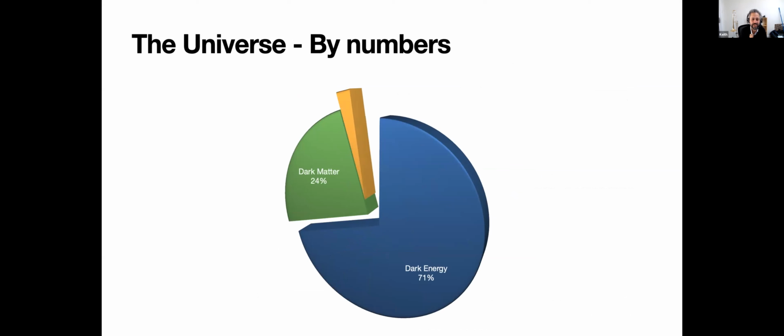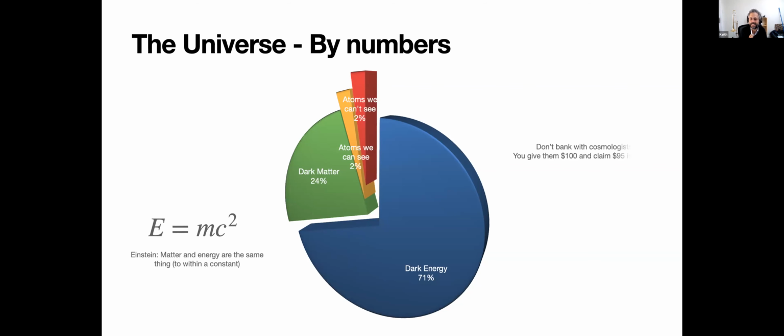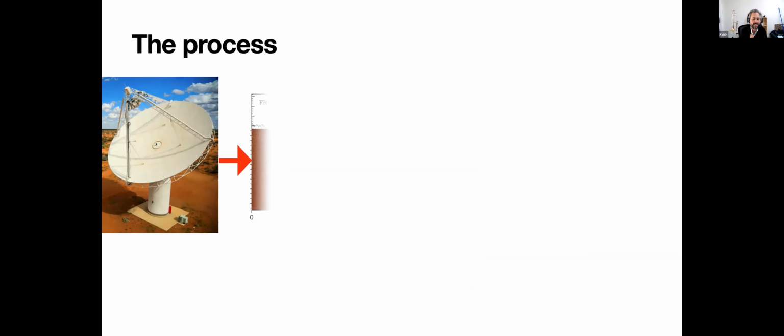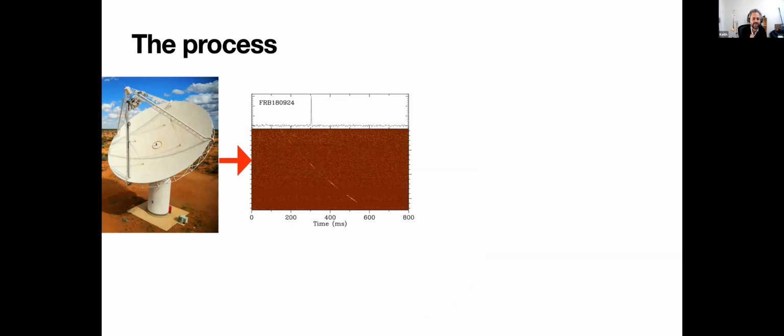But the idea is you've got roughly 2.5% of the universe is atoms that we can see, but we think that there was another, say, 2% of atoms that we can't see, and we wanted to find where those were. We think that they're, ignore my quotes, we think that they're in the intergalactic medium, and FRBs are this probe of that.